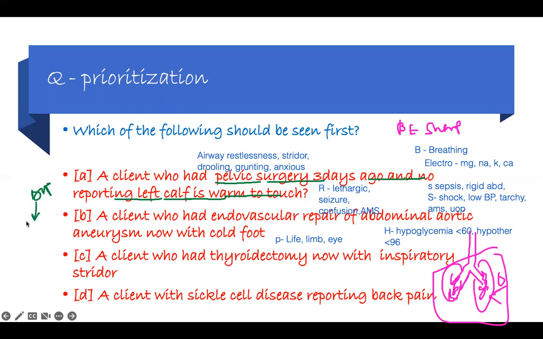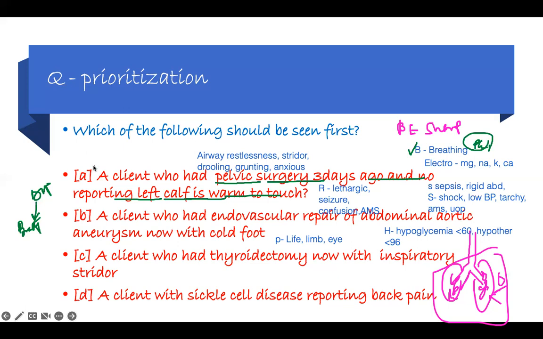DVT turns into a breathing problem. So it's bad. Pulmonary embolism, and they say this is a breathing problem, affecting the lung itself. So pulmonary embolism, pulmonary edema, you see PE, they both have PE, pulmonary edema, pulmonary embolism.